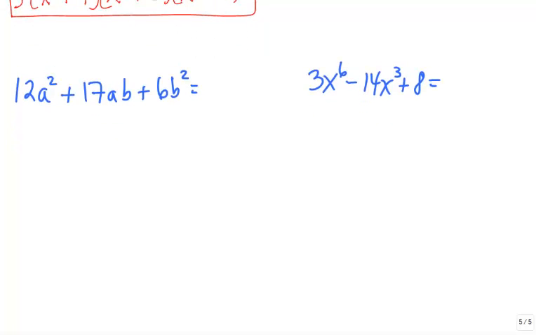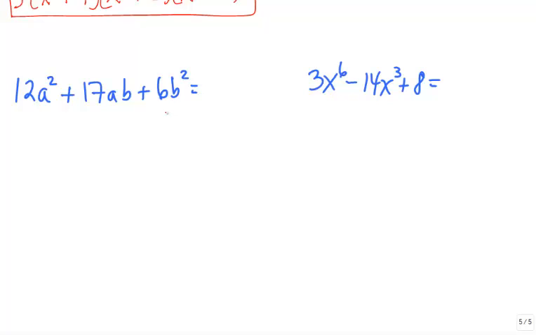Okay, next example, 12a squared plus 17ab plus 6b squared. So is there a GCF on this problem? Unfortunately, no, because 17 is prime, so there's not going to be any constant that goes into all 3 terms. There aren't a's in all 3 terms, and there aren't b's in all 3 terms, so we don't have any GCFs to pull out. So we rule that out.